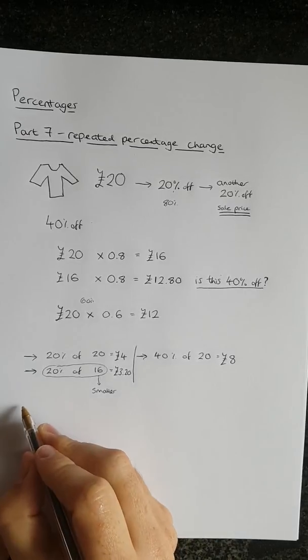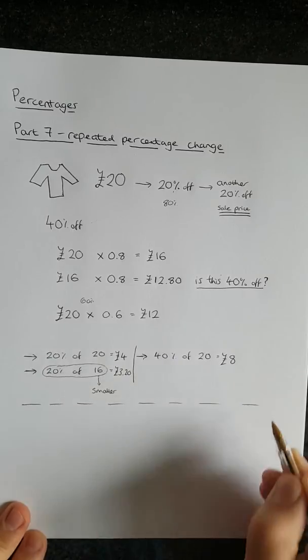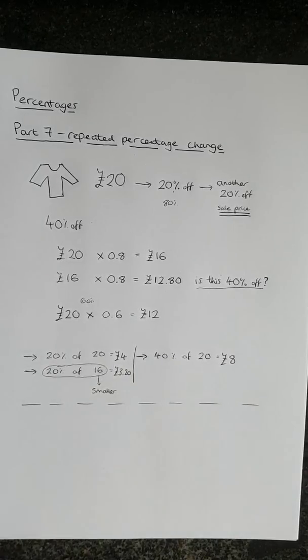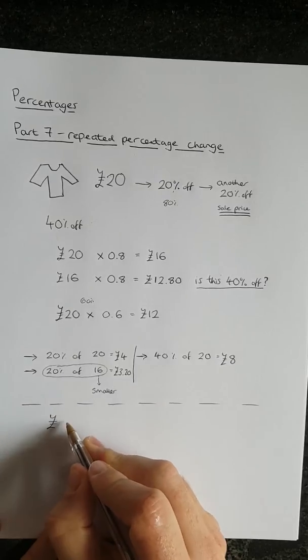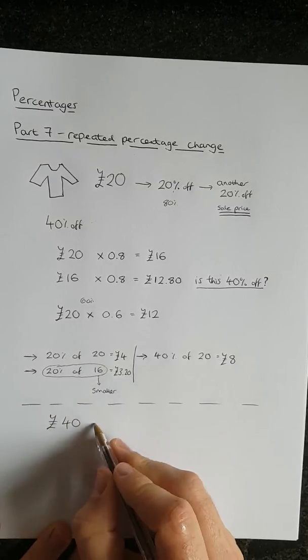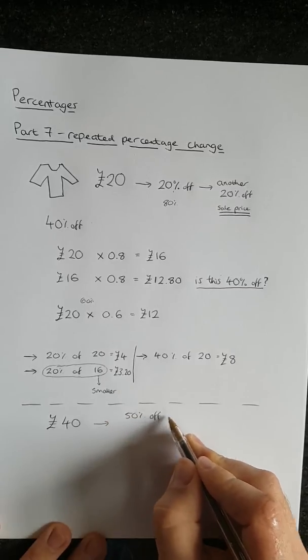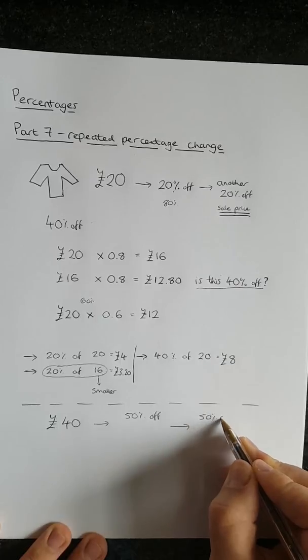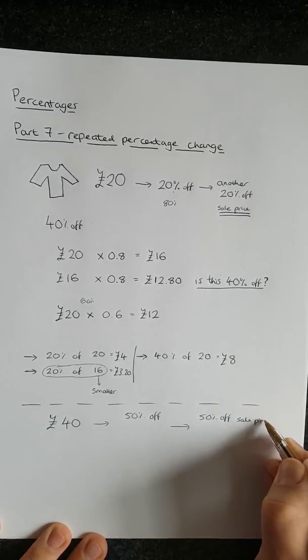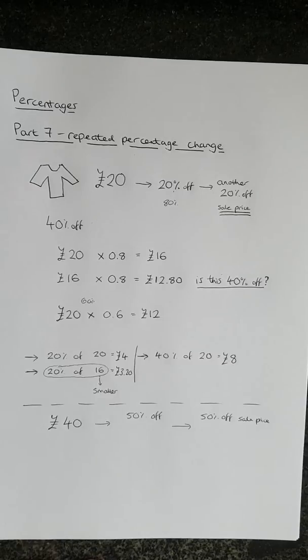Should we look at another example to try and help you understand this point? Because it is very crucial. Let's look at something that costs £40. And it's going to have 50% off, and then it's going to have 50% off the sale price. Now, if you're taking 50% off twice, the mistake we'd have made earlier would be to take 100% of the price away, which would mean that the object would cost nothing.